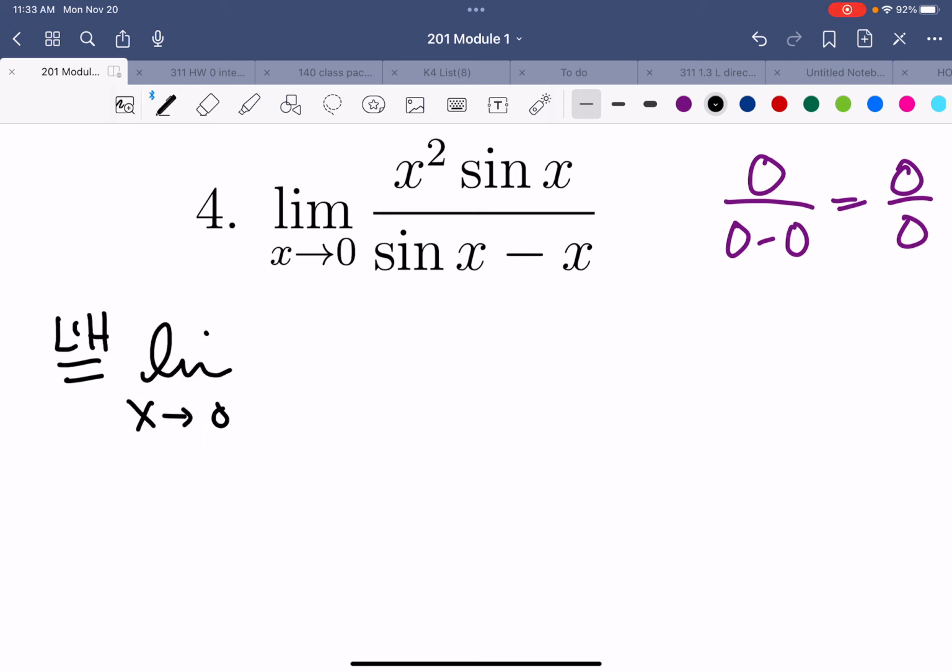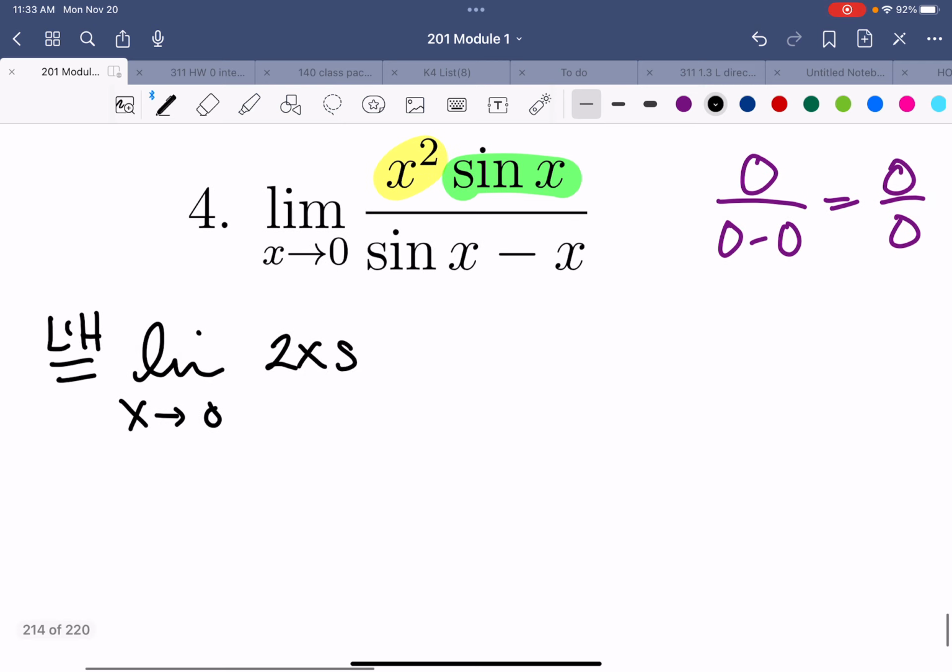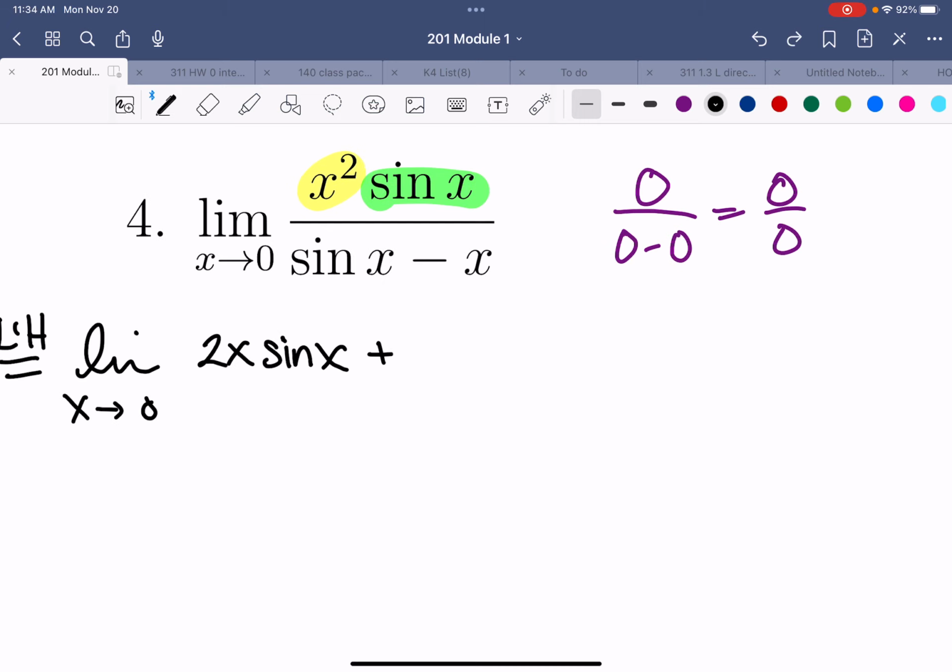And there's some product rules going on here. So if you need to write those out, please do. I'm not going to, just for the sake of the length of the video. But notice that you've got function 1 and function 2. So the derivative of function 1 is 2x times function 2, which is sine x, plus the derivative of function 2, which is cosine x. So we leave the x squared and multiply it by cosine x. On the bottom, the derivative of sine is cosine x minus the derivative of x, which is 1.